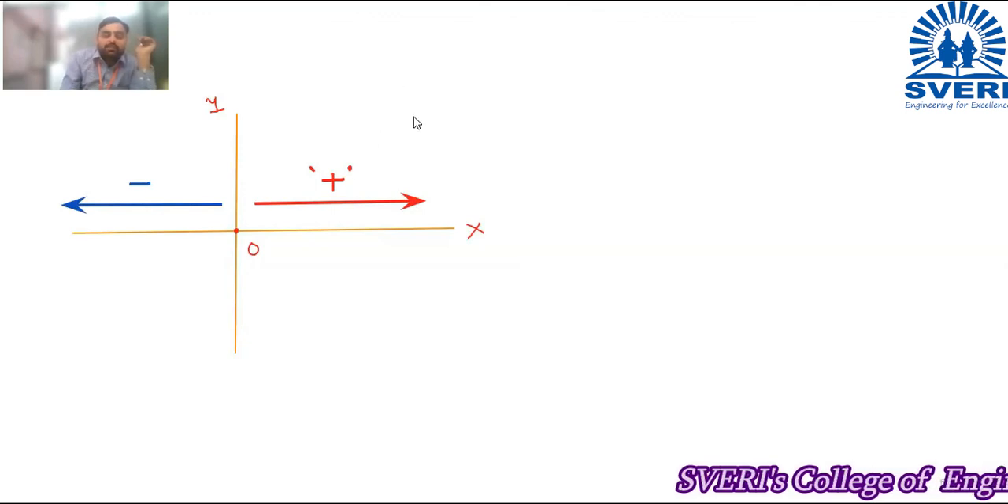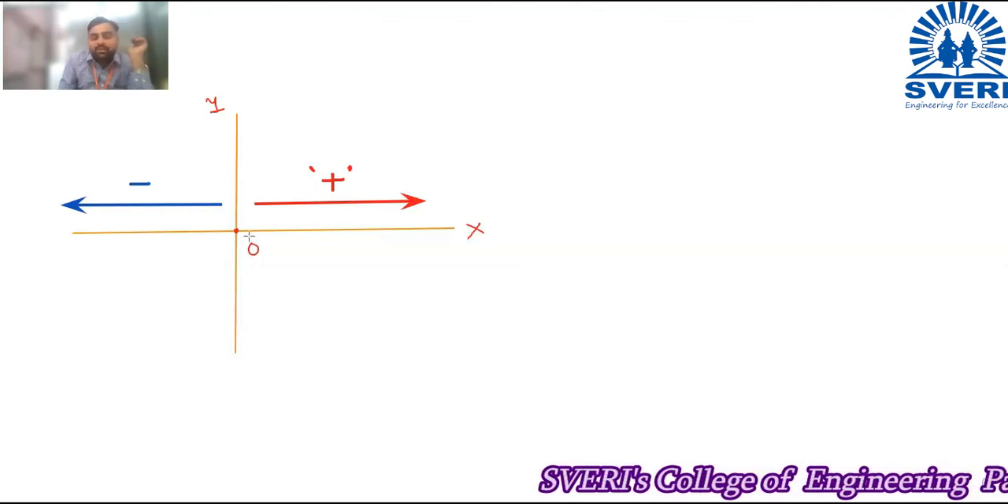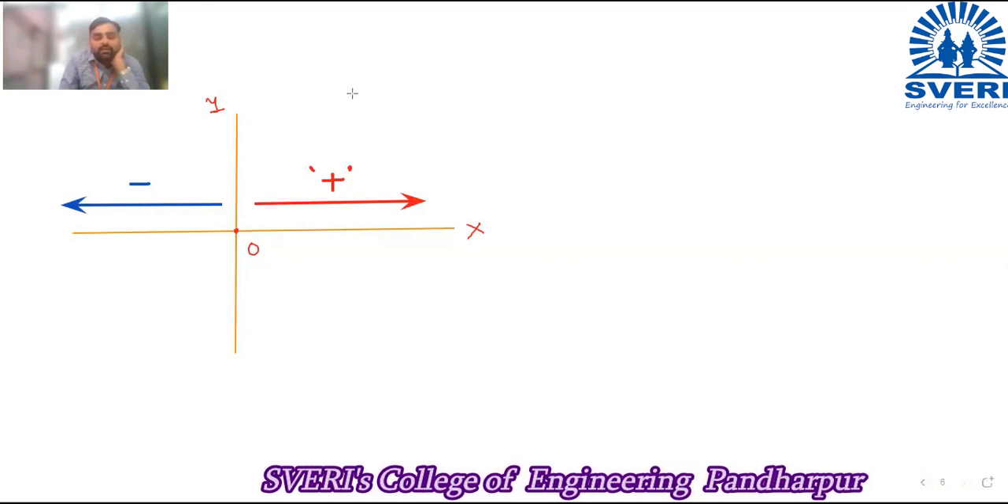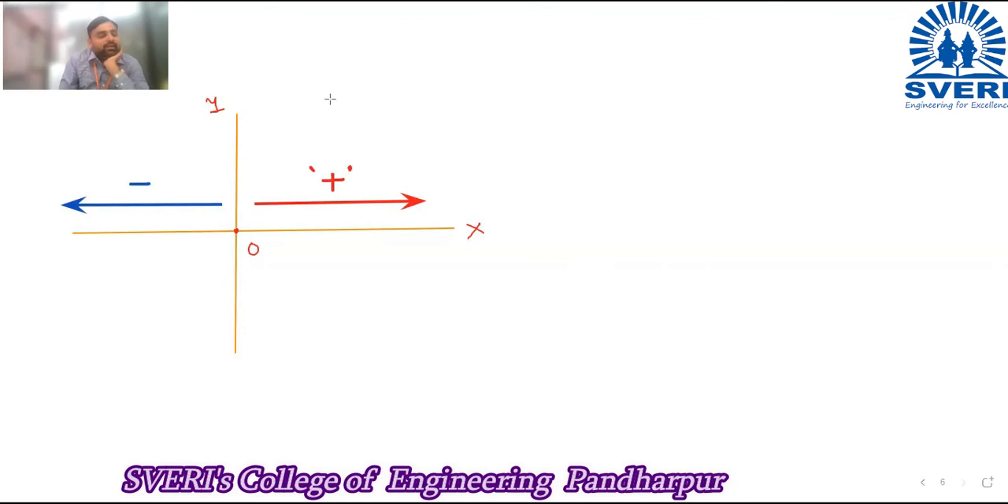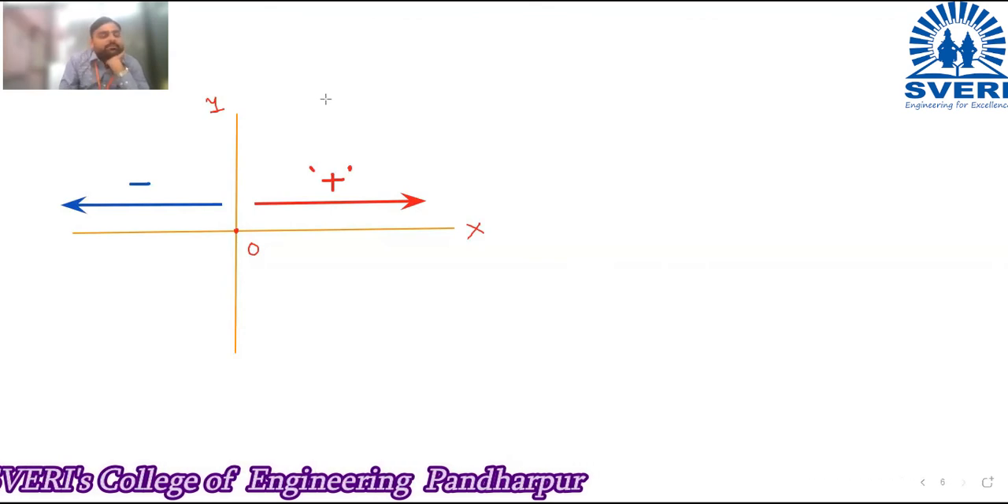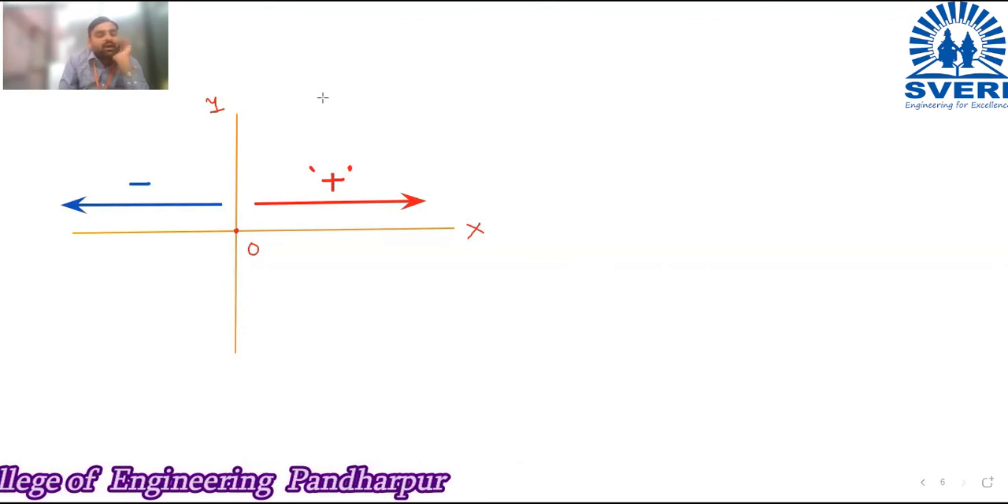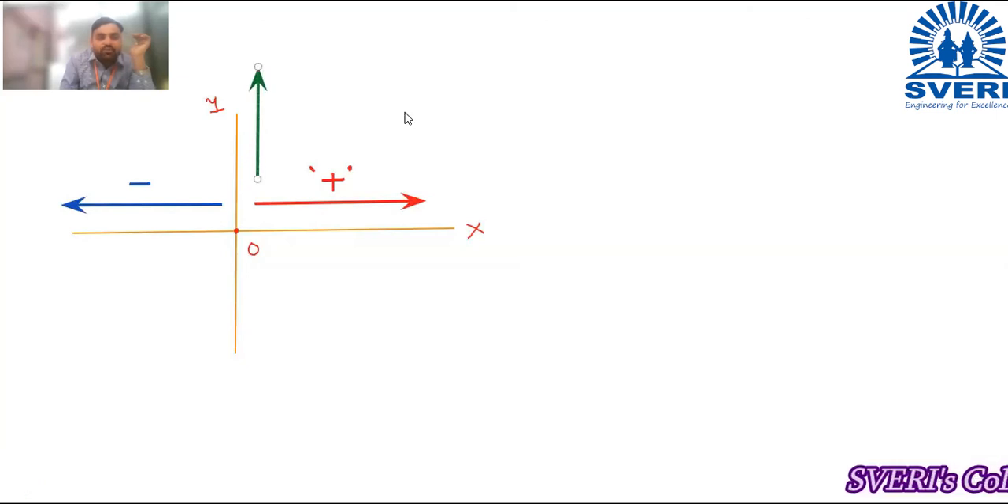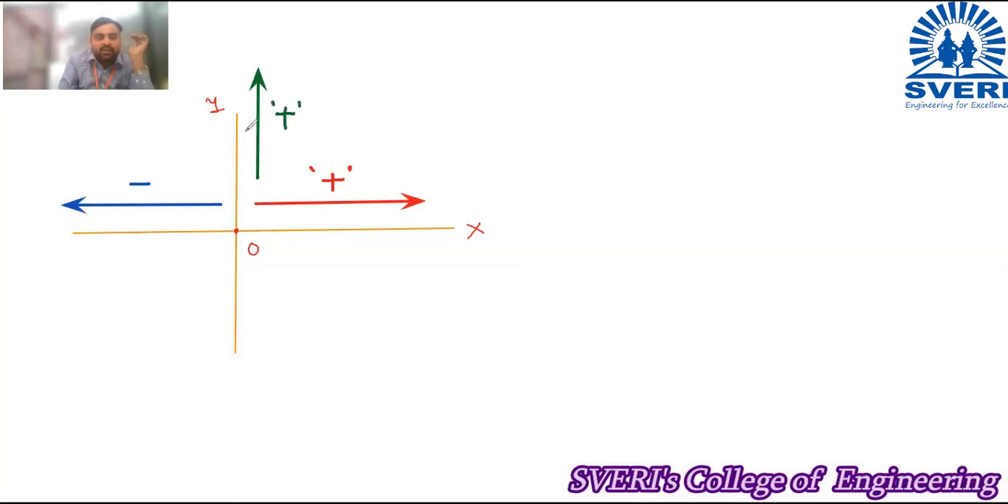Now the same thing is applied for the vertical forces. You tell me, for the vertical forces, when it is plus and when it is minus, where is the positive y-axis? Above the origin. So when the force is moving in an upward direction, like this, then this force is considered as a positive force.